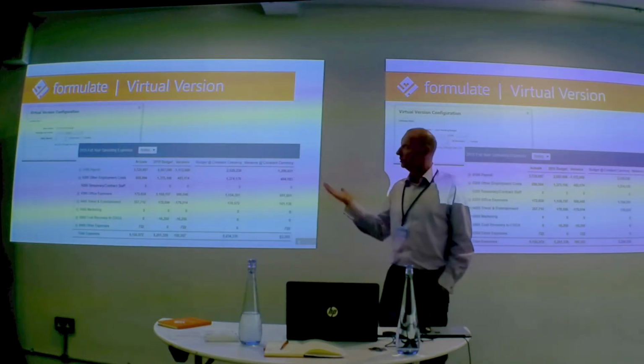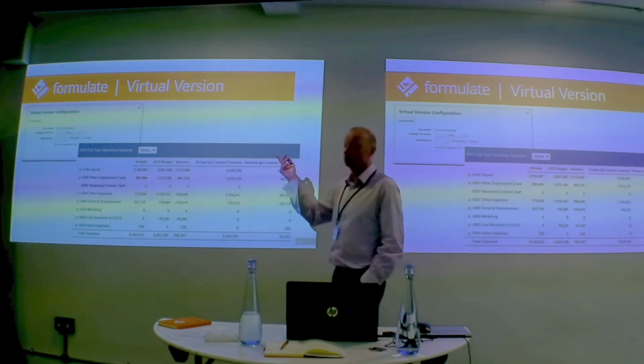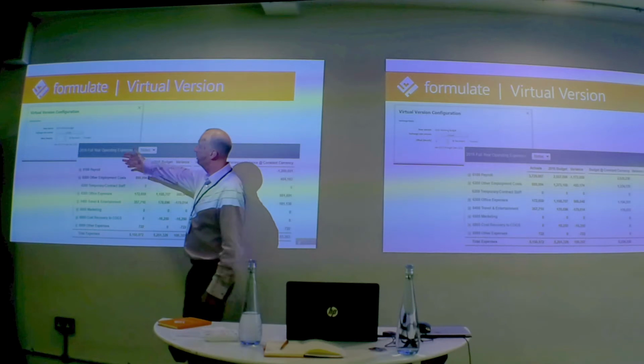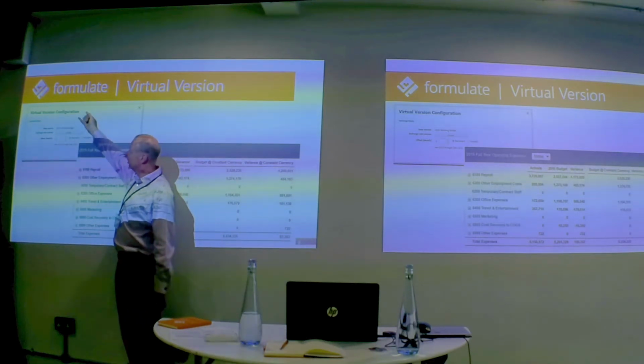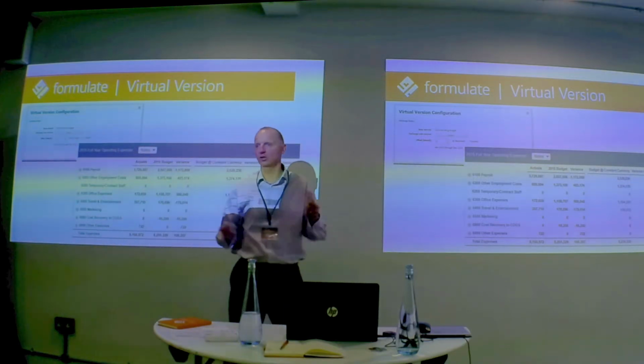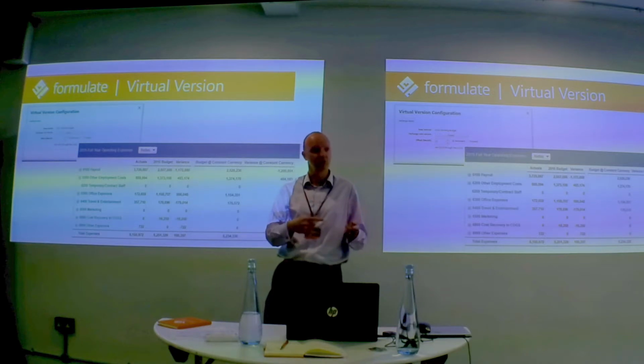The other one on versions, and we did talk about this last year, is a constant currency version. So it's called a virtual version in Adaptive. So here, I've created a virtual version. My base version is the working budget because it's using the exchange rates from the actuals. And you can do the other way around. So you can have your base version being actuals using the budget exchange rates.